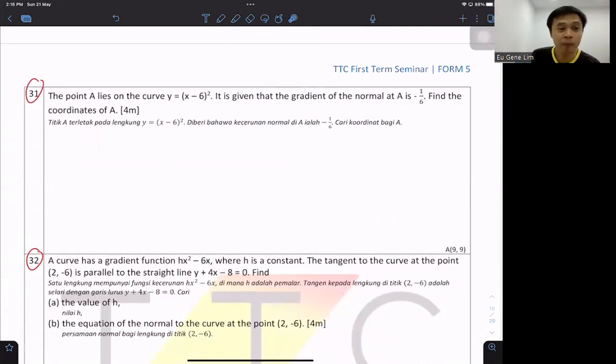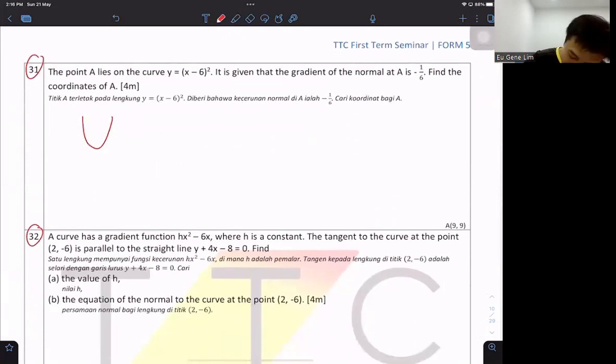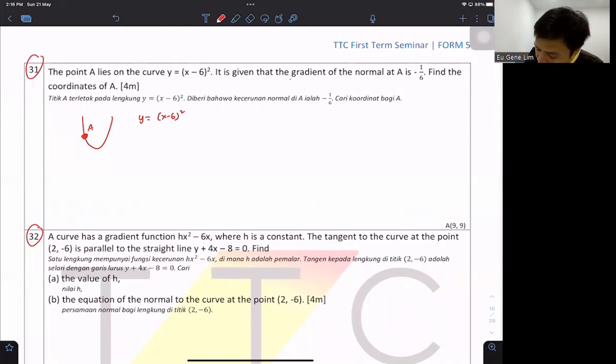Okay, now question 31. Point A lies on the curve. You see, I draw first, okay. There's a curve, y equals (x minus 6) squared. Point A, here, point A. Point A lies on the curve. You see, I always draw the same pattern. Then it is given that the gradient of the normal is negative 1 over 6. Oh, meaning n2 equals negative 1 over 6. n2, gradient of normal, right?